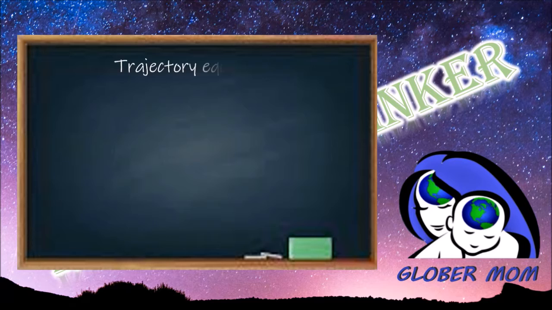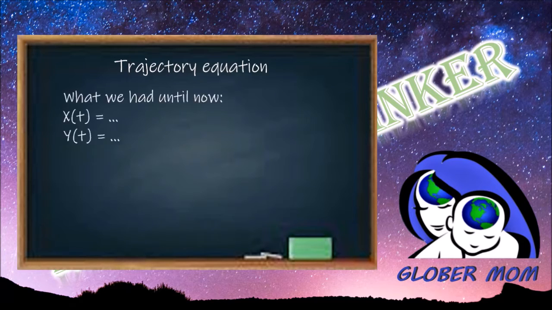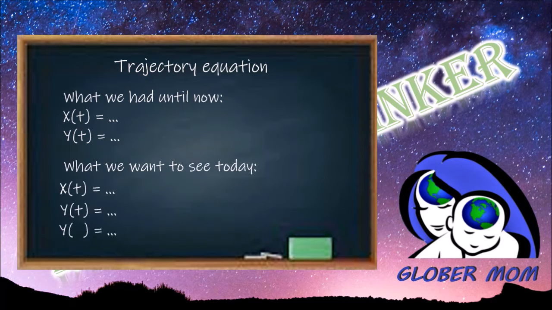If we take again the shell from the previous episodes, then instead of having two equations, the first x of t, meaning distance as a function of time, and the second y of t, meaning elevation as a function of time, we get only one equation, the trajectory equation, y of x, which is the elevation as a function of distance. So let's see how to get it and what it looks like.